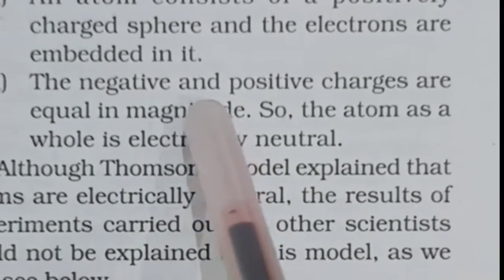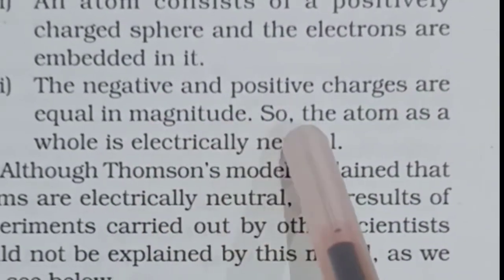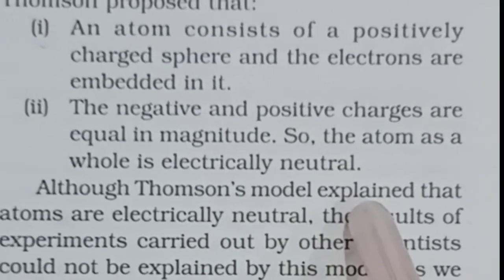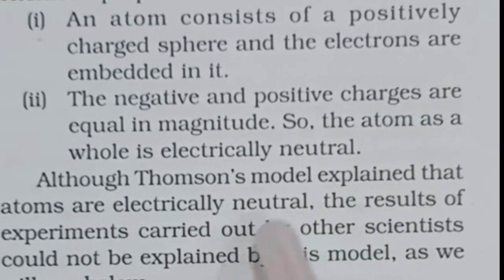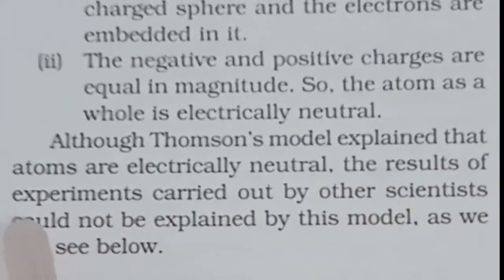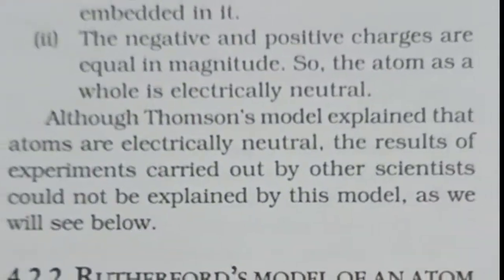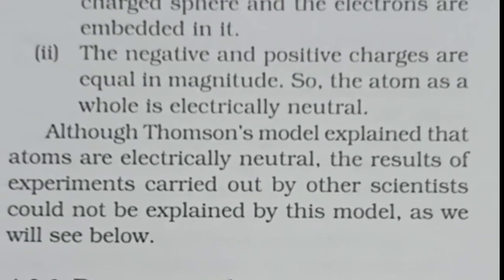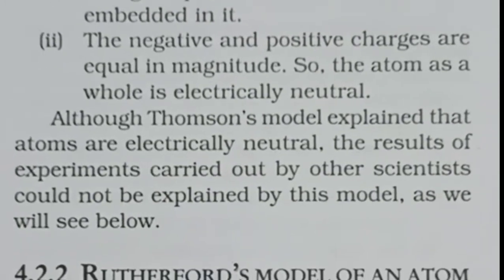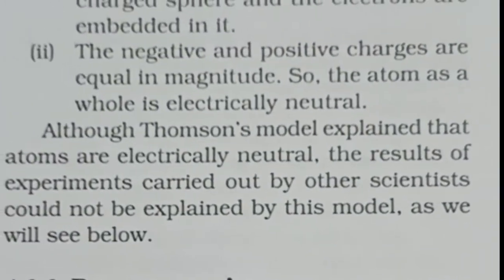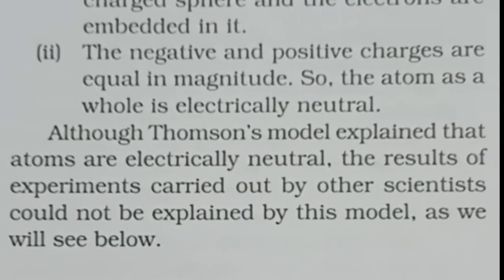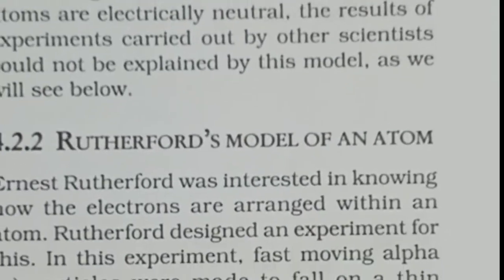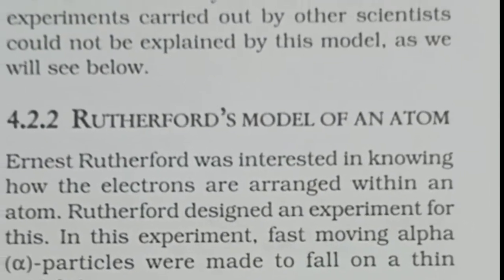J.J. Thomson said that the atom is electrically neutral, but when other scientists performed experiments, the results of the experiments carried out by other scientists could not be explained by this model. That means there must be something missing. We came to know later on that there was the neutron also, and that led to the discovery of the neutron. Now we will see the next part, Rutherford's model of an atom.